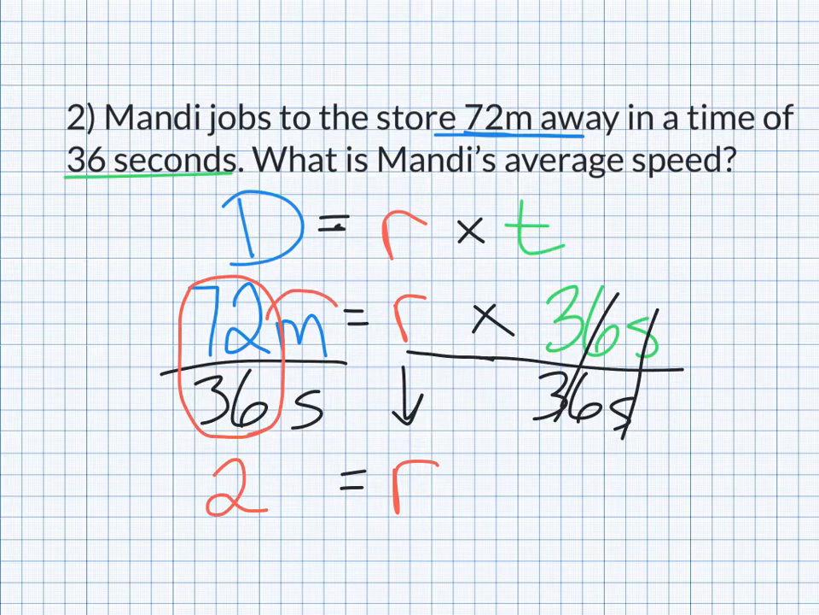And your meters divided by second, you can't do that. So you're just going to rewrite what you see there, M/S. So the answer to this problem is Mandy's average speed is 2 meters per second. So for every 1 second that goes by, she jogs exactly 2 meters on average.